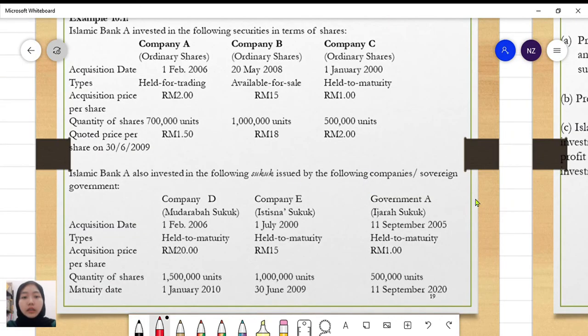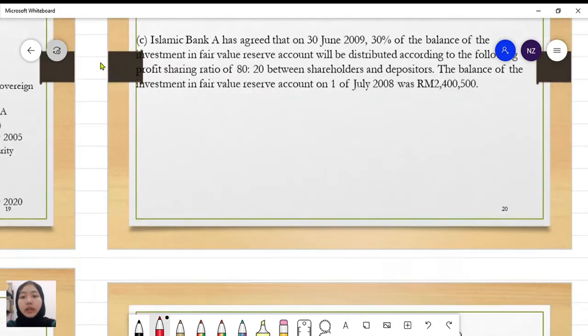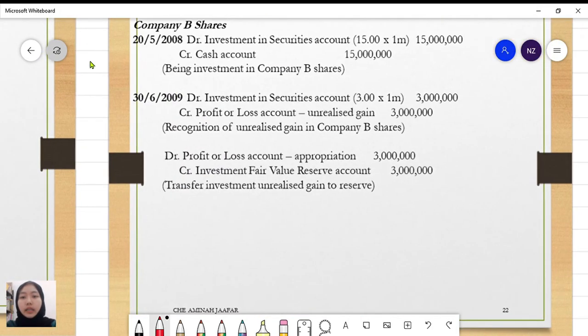So when there is a gain, you just record unrealized gain as usual. Debit, if we get a gain we add; if we get a loss, we deduct from the investment. So when adding, we debit. Debit investment in securities account 3 million. This one is 3. How do we get 3? We take the new share price, which is RM18, minus RM15, to get how much gain from the increase of share price.